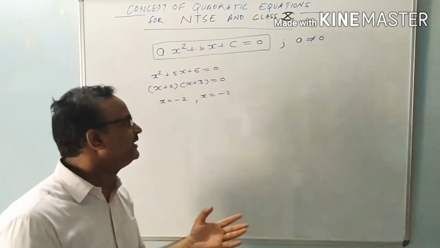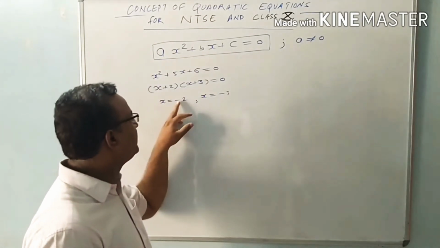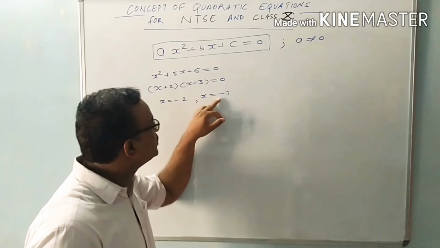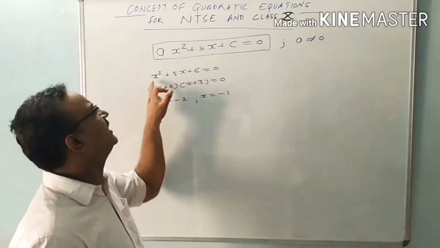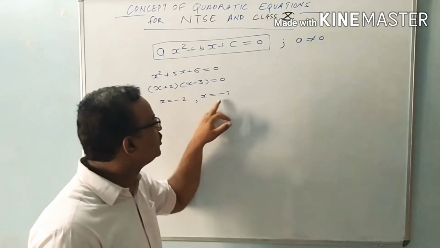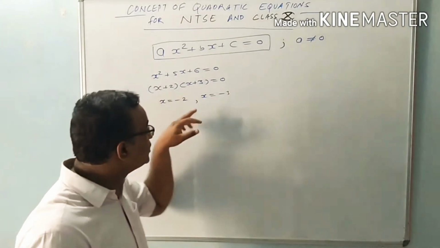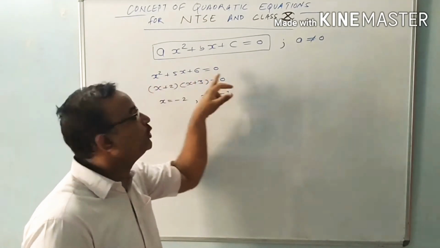This is the factorization method. This is a very easy method. You people know. So the zeros, that means x is equal to minus 2 and x is equal to minus 3, will satisfy this quadratic equation. That's why x is equal to minus 2 and x is equal to minus 3 are called zeros of the polynomial. That means the value of x is equal to minus 2 makes it 0.